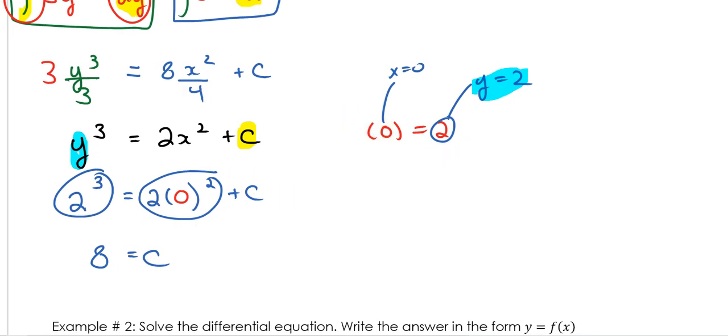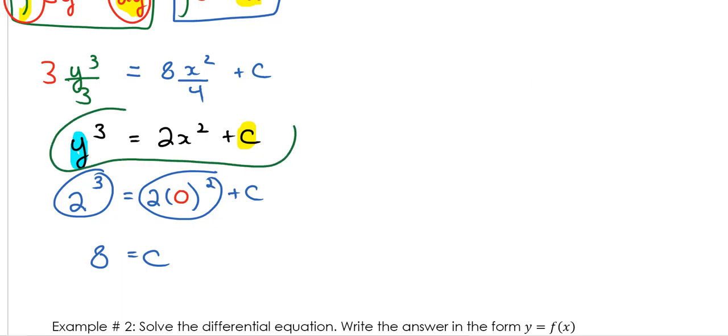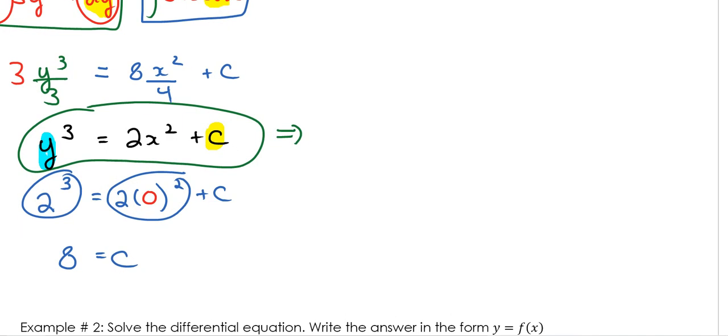Let me just erase this now and go back to this expression right here, highlighted in green. If I go ahead and plug the initial condition in, I get y cubed equals 2x squared plus 8. So there it is. I found my value of c.